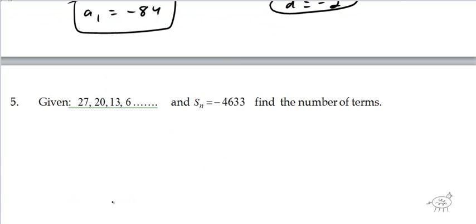Okay, number 5. Given the sequence, and I give you S sub n, find the number of terms. If you guys remember, that's going to be a factoring problem. So we're going to use our nice little friendly polysolver.